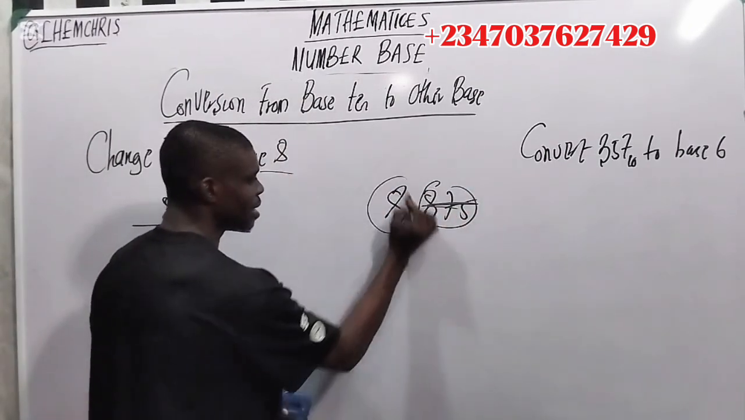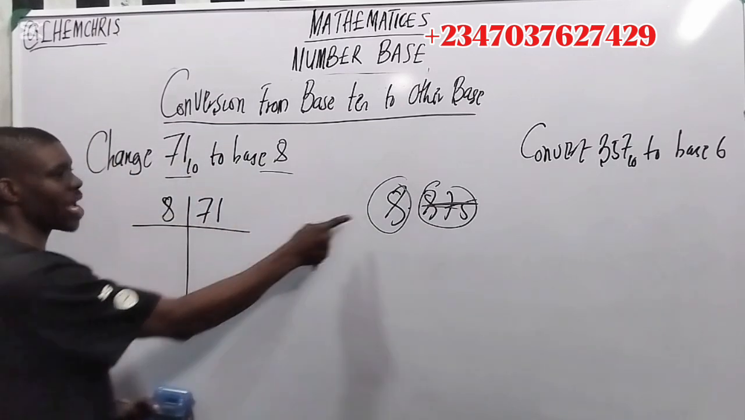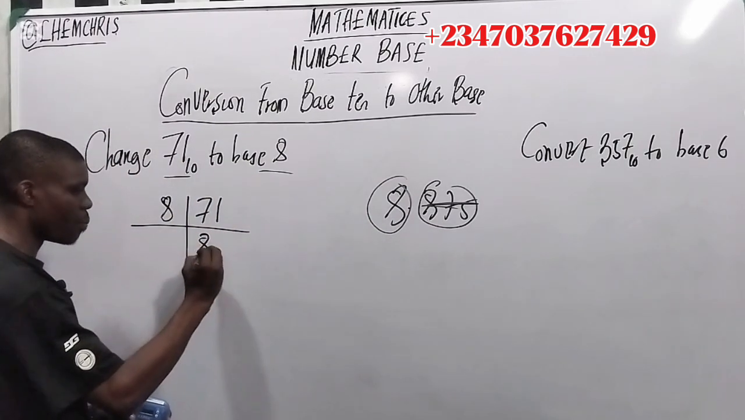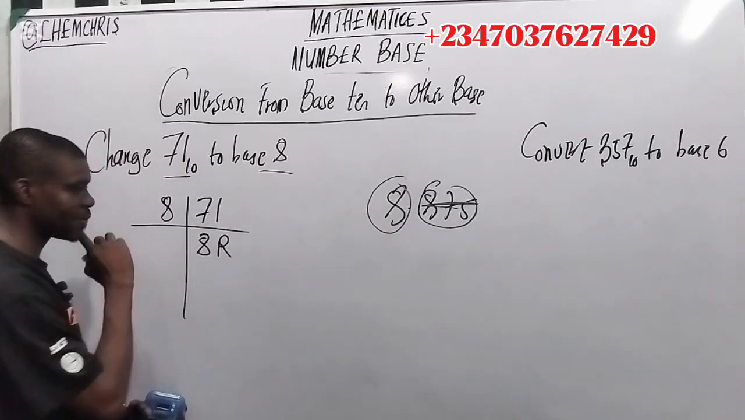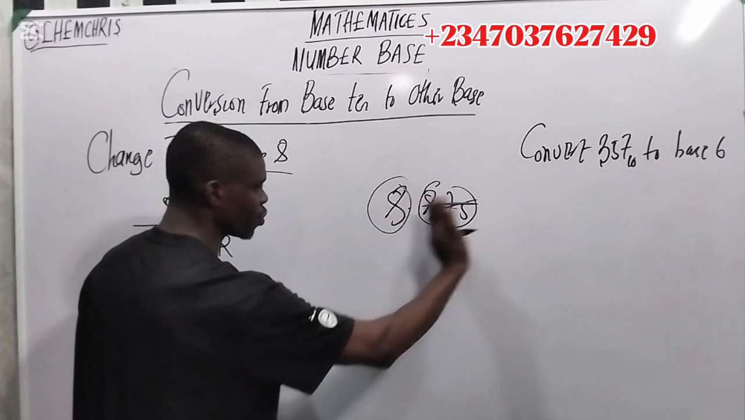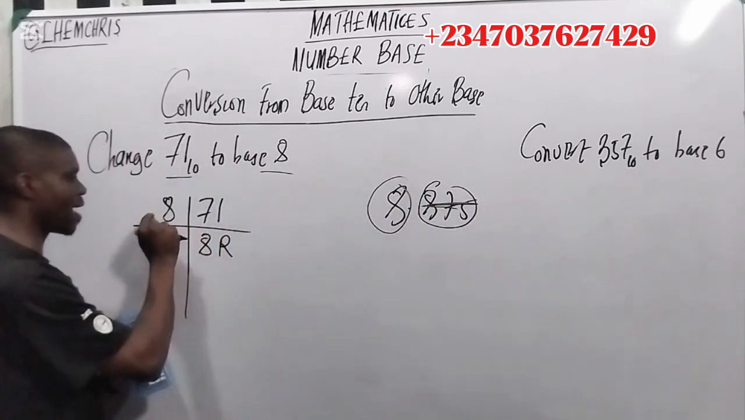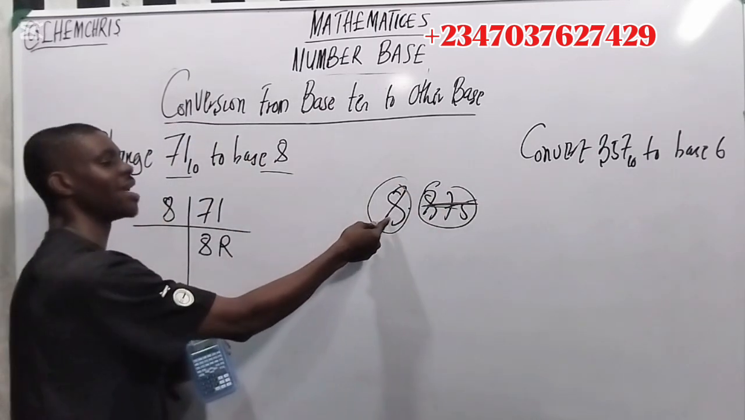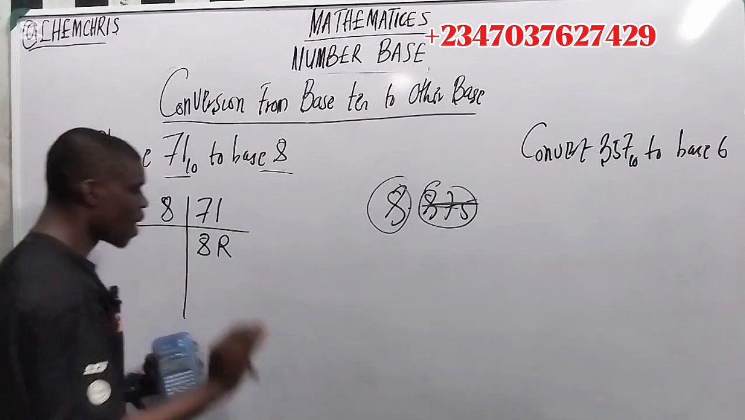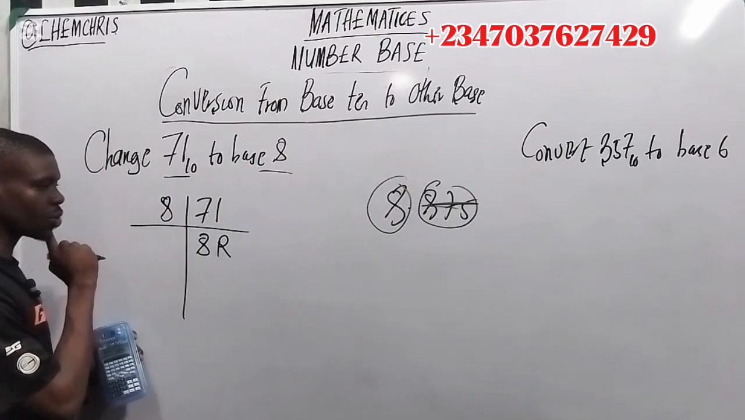Now what I want to do here is to ignore all these decimals. You pick only this one here. That is, 8 going into 71, here we have 8. But there's a remainder, right? So how do you get the remainder? You are not going to use this decimal. You only take this whole number. That is, 8 going into 71, you have 8 remainder something, but you don't know. How do you now find out?